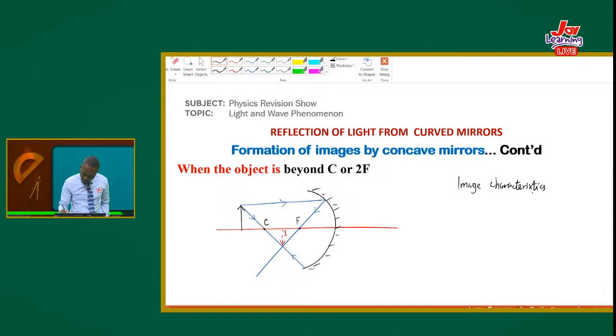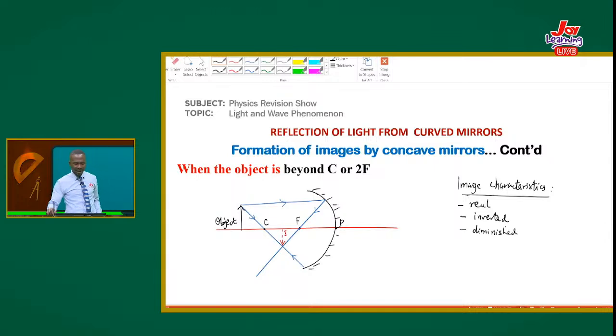image characteristics, you're going to get one, the image is in front of the mirror, which is true. So it's real. The image is turned upside down, so it's inverted. Looking at the size of the image and the size of the object, we say the image is smaller than the object, which is true. So it is diminished. And of course, it is formed between F and C.